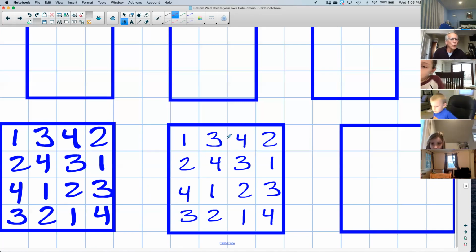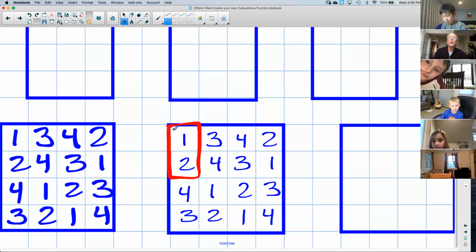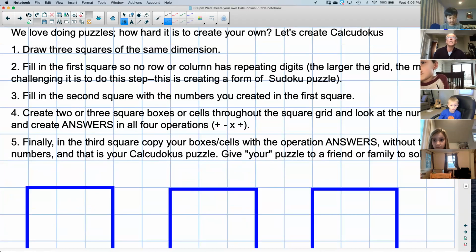First, pick a group and then give me an operation like addition, subtraction, multiplication, or division. Who wants to take the first one? So you would do something like this. You would say, Mr. Kramer, put a box in the upper left-hand corner around the 1 and the 2, and then put the operation plus. What do you think I could put there, guys?